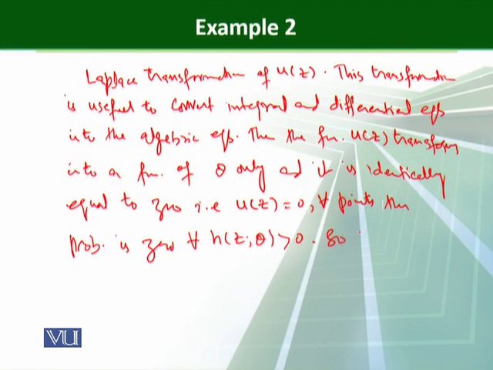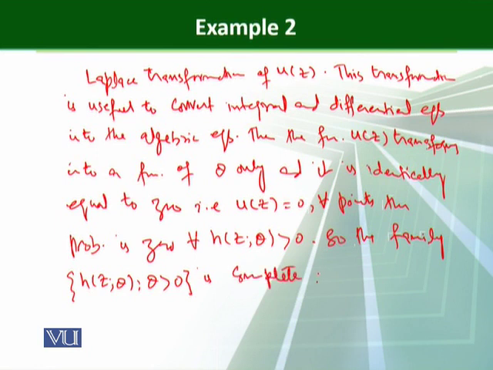So the family h(z; theta), theta greater than 0, is complete. By using that definition, we can show that this density is complete.